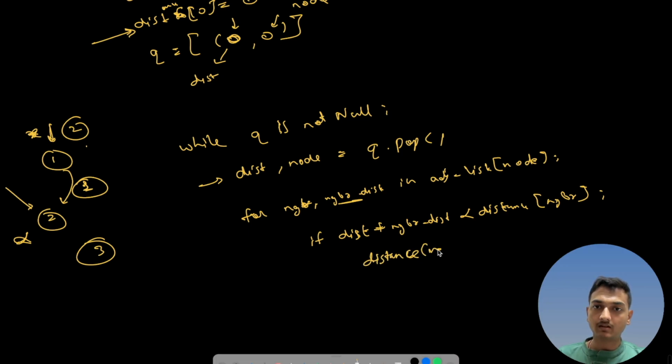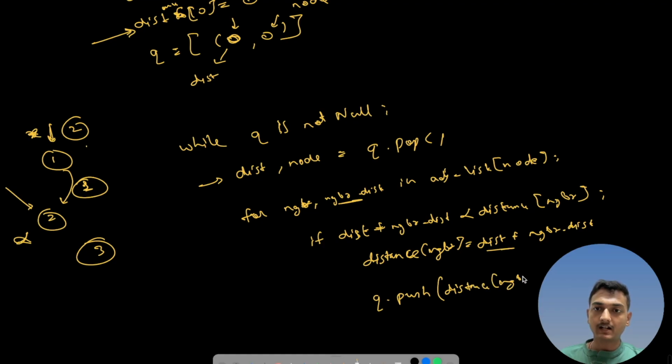Distance of neighbor equal to this distance plus neighbor distance. Super. And if I'm going inside this if condition, if you know Dijkstra well, I don't think I need to explain, but still I'm explaining. I need to do q.push. This q is a heap q, a min heap. I need to push this distance first of all, the updated distance of neighbor, comma, the neighbor node.